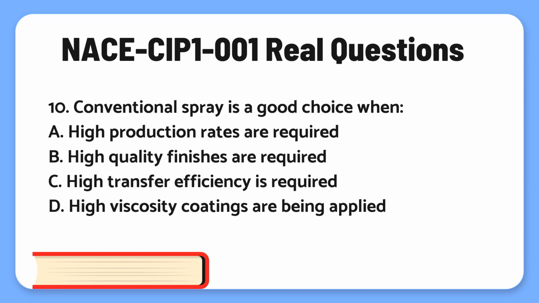10. Conventional spray is a good choice when A. High production rates are required. B. High-quality finishes are required. C. High transfer efficiency is required. D. High viscosity coatings are being applied.